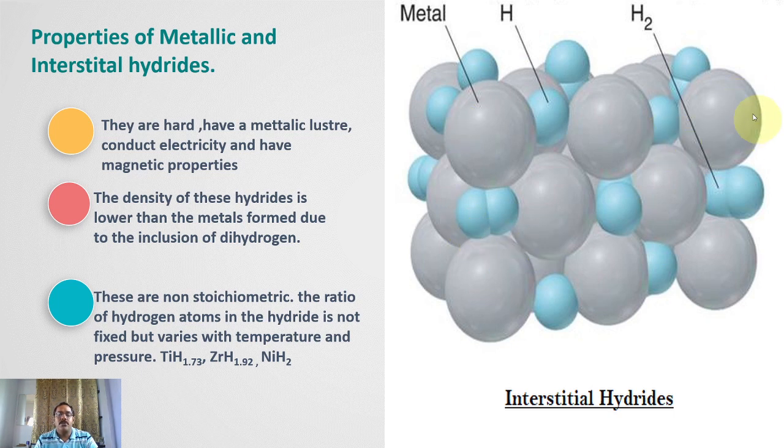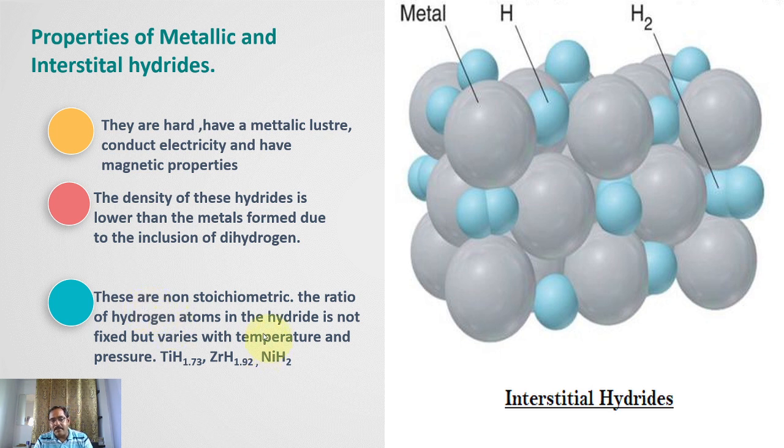So sometimes it is a hydrogen atom, or sometimes hydrogen gas, two hydrogens added together. These we call interstitial hydrides. They are hard. Now come to the properties. They are hard, have a metallic luster, conduct electricity like metals, and show magnetic property. Since there is gaseous hydrogen inside, their density is a little bit lower than the original metals.